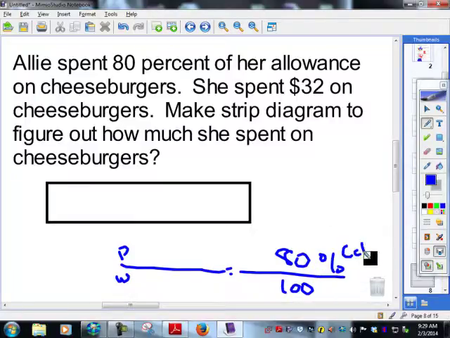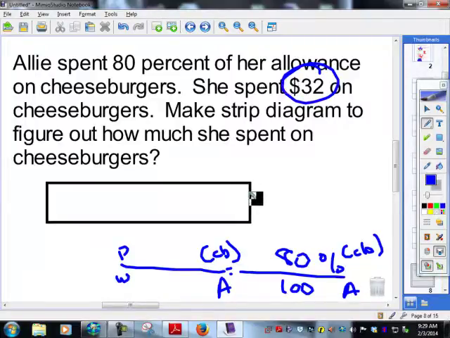80% is the amount of cheeseburgers. This is the actual amount of cheeseburgers, or the money spent on cheeseburgers. This would be the total allowance. Now I look at this number. Are they giving me a part or a whole? They're giving you a part now, because that's just the percent of cheeseburgers. They're trying to figure out the whole amount. They're trying to figure out how much she totally got for allowance. So what that means to you guys is, when you're trying to find the whole, you know that this whole strip does not equal $32. Does that make sense?